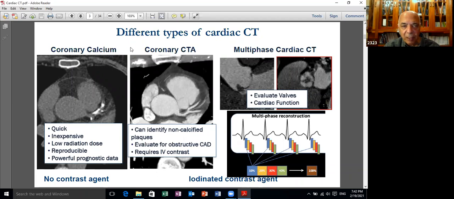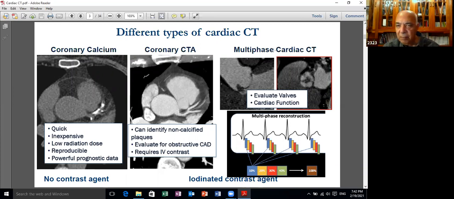Then came coronary CTA, or coronary CT angiography, which can identify not only the calcified plaques but also the non-calcified plaques. It can also detect and evaluate obstructive coronary artery lesions, and it can give an idea about the vulnerable plaque or the stable plaque, but it requires intravenous contrast, and we will detail that.